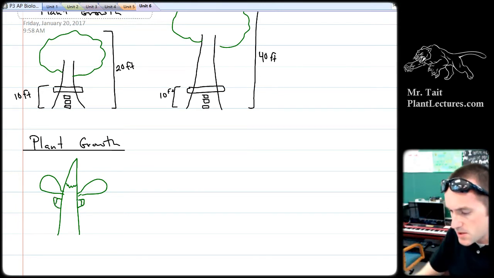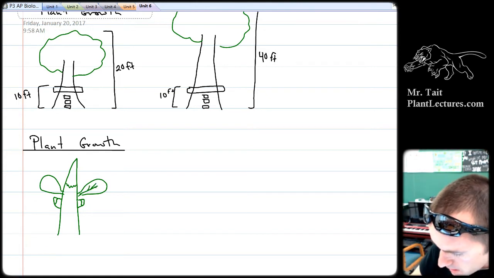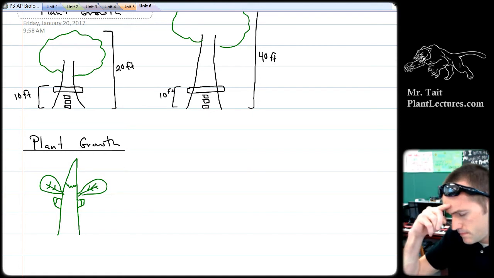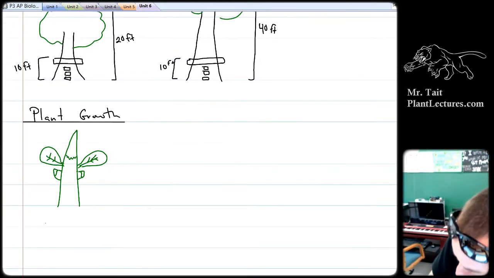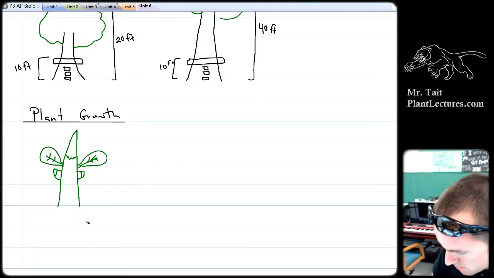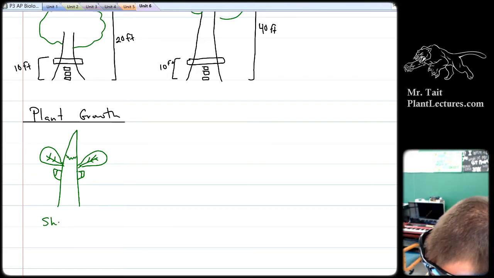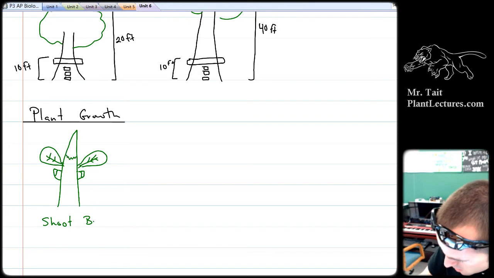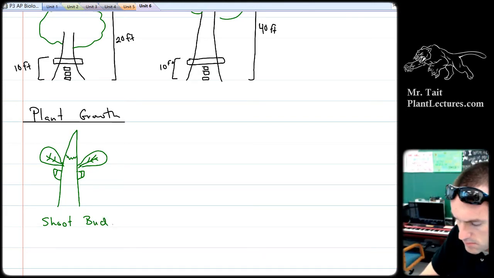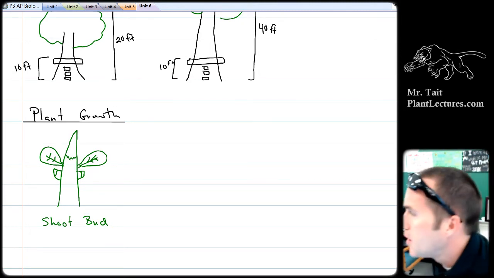Okay, so here's the parts of this little bud here. This is called a bud, a shoot bud.